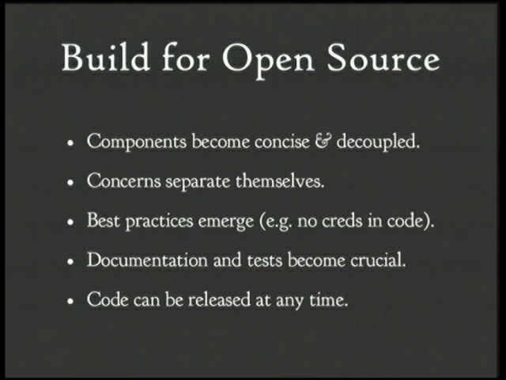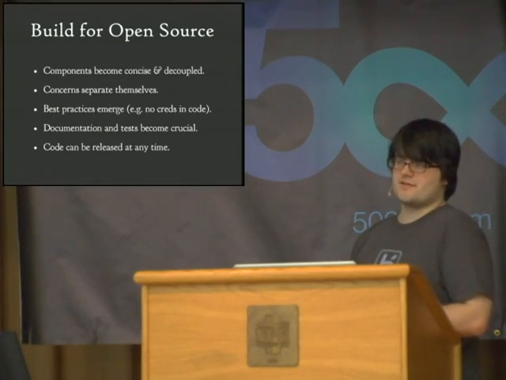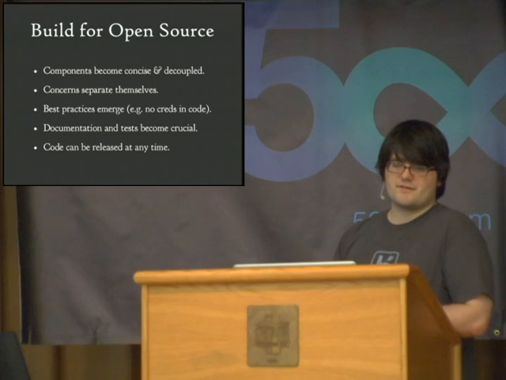You have different components that become really concise and decoupled from one another. Oftentimes you have really big code bases that, when they're internal and undocumented, start calling each other directly and are very tightly coupled. If you just treat everything as if it's an open source project, a lot of these things just magically disappear, because an open source project is only as valuable as the documentation that you provide.